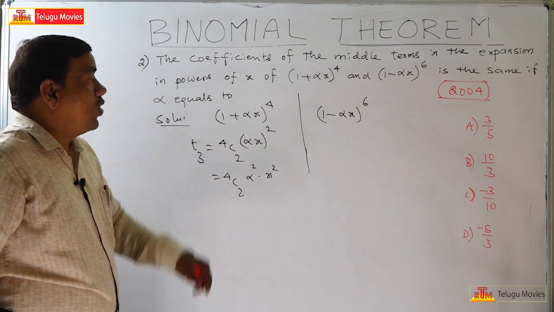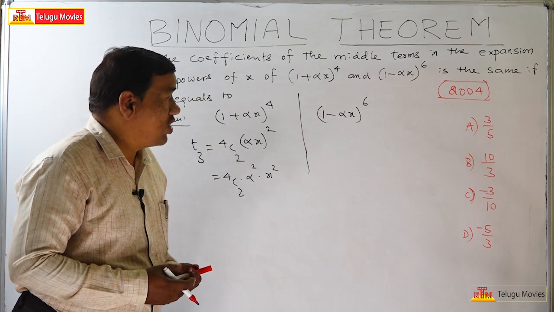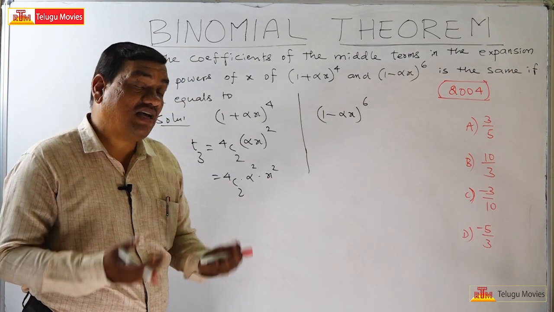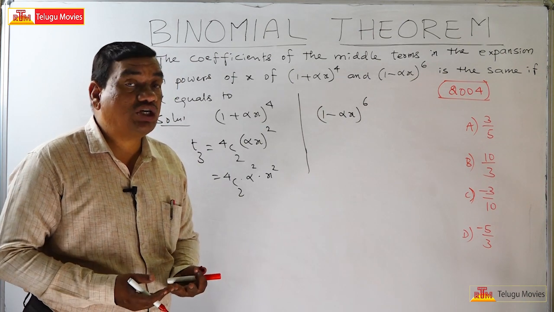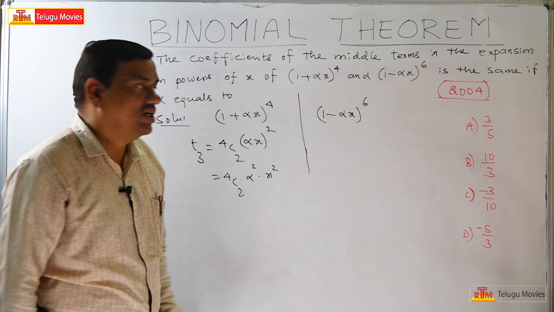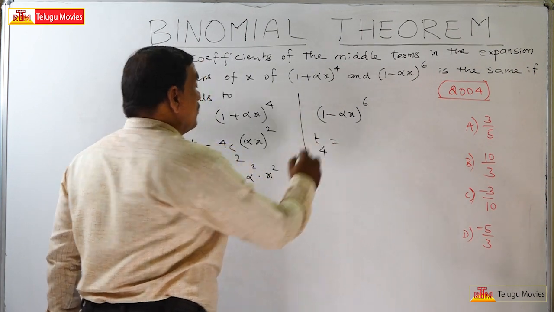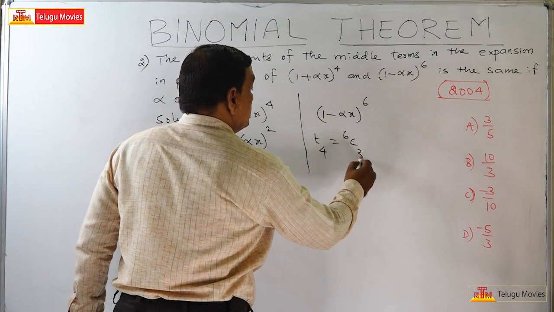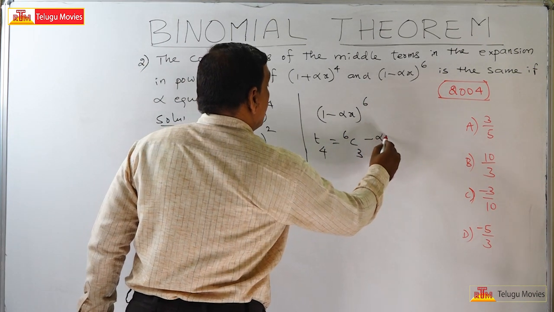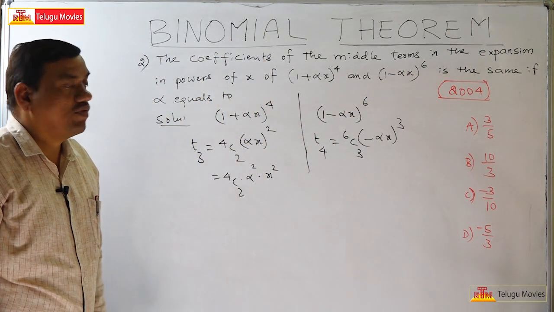Now in the expansion of (1 minus alpha x) whole to the power of 6, there will be 7 terms. Of the 7 terms, the middlemost term is the 4th term. Therefore we are going to find T4, the fourth term. This fourth term is given as 6C3 into (minus alpha x) whole cube, that is minus 6C3 (alpha x) whole cube.